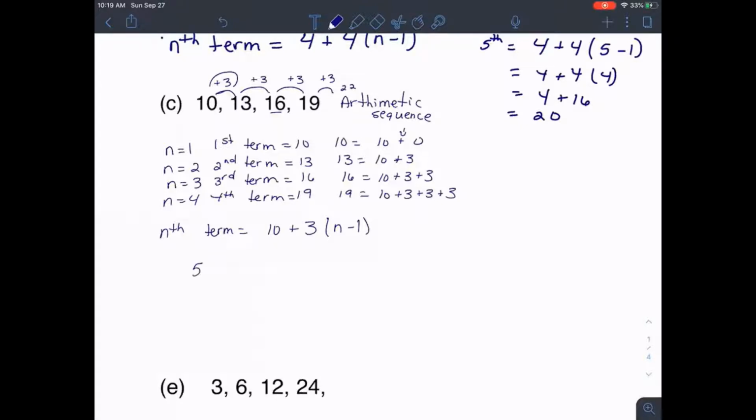So if we do our fifth term, it's going to be equal to 10, our starting number, plus 3, our difference, times 5, which is the term that we're looking for in the sequence, minus 1. So that would give us 10 plus 3 times 4, which is equal to 10 plus 12, which is equal to 22. 22 is what we got. So we know our formula is correct.